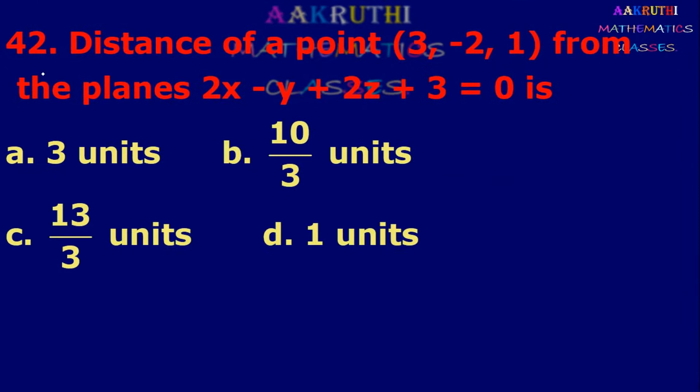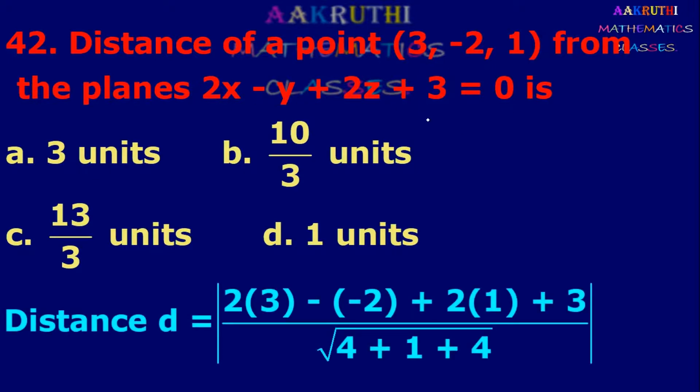So next question, question number 42. Distance of a point (3, minus 2, 1) from the plane 2x minus y plus 2z plus 3 equal to 0 is. So here you have to find the distance between a point and a plane. So we have a direct formula.